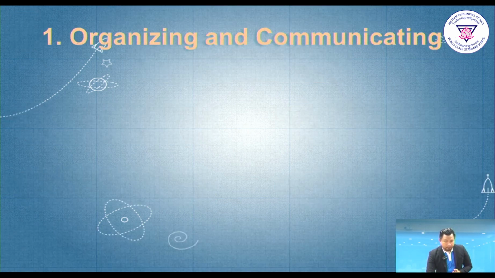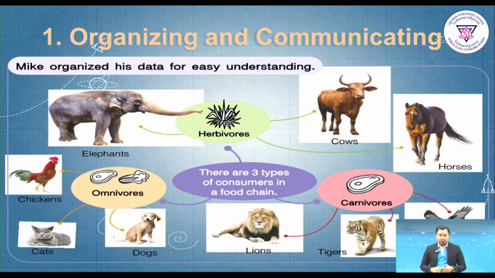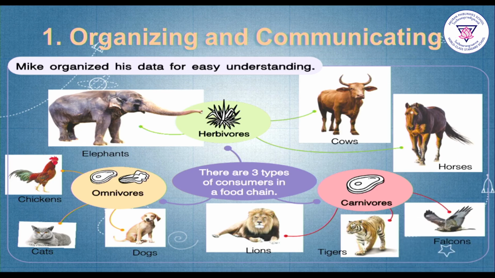In the first one, organizing and communicating. You organize your thought and you communicate. First one, Mike organized his idea for easy understanding. The first thing that Mike did is he summarized the 3 types of consumers in the food chain.